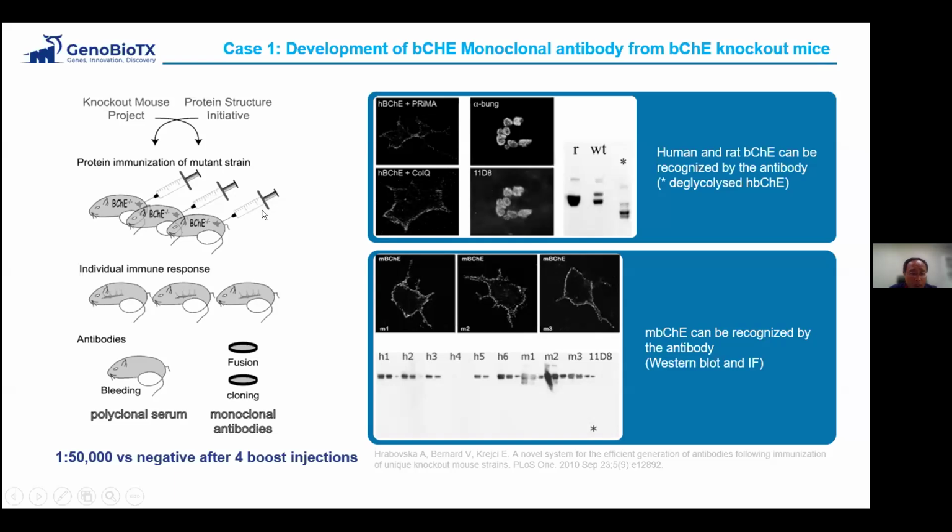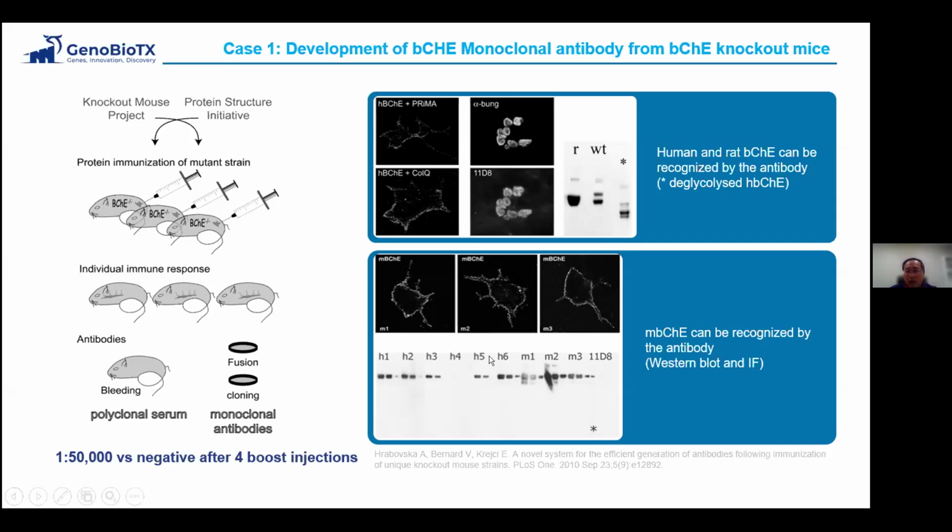This is the monoclonal antibody developed for the mouse BCHE protein. BCHE knockout mice were immunized with the antigen. In parallel, wild-type mice were also immunized with the same antigen. After four injections, the antibody titer in the knockout mouse blood reached 1 to 50,000, but for the wild-type mice it was about 0. No antibody titer was observed in the wild-type mice.